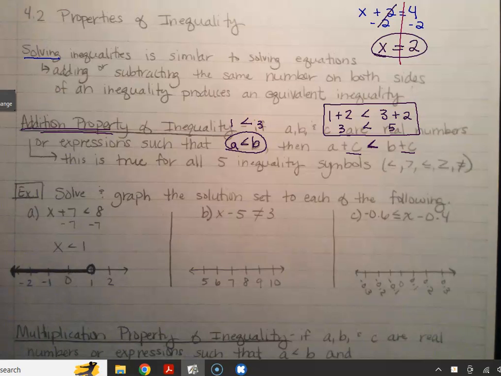The other thing is this is true for all 5 inequality symbols. It doesn't matter if it's less than, greater than, less than or equal to, greater than or equal to, or not equal. Okay, it doesn't matter what the symbol is, it's true for all of those. So let's look at example 1. It says solve and graph, so 2 parts, the solution set to each of the following.